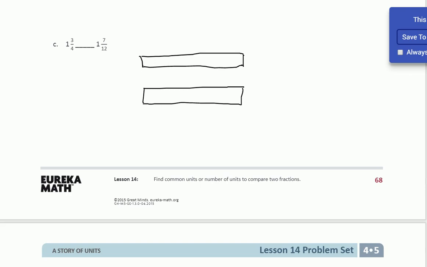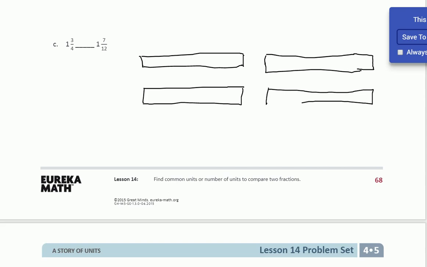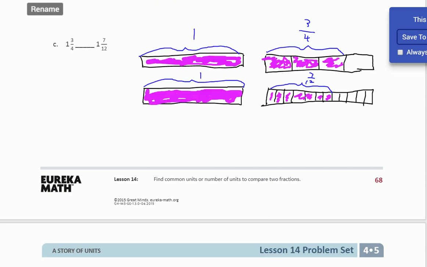And then they have 3/4 on one of them. So one of them is going to be split into 3/4. Okay. And the other one's going to be split up into 7/12. And you're supposed to figure out which one is bigger. All right. Pause the video. When you're ready, check your answer.